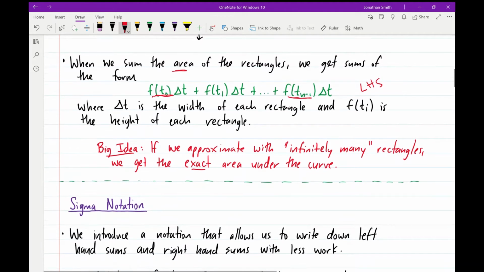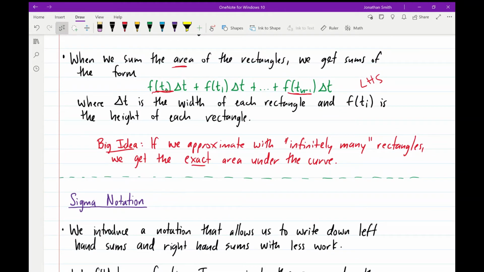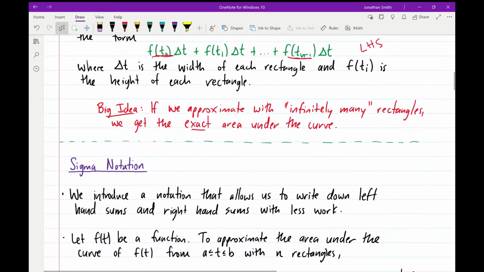And again, the big idea from last time is that if we approximate with infinitely many rectangles, we can get the exact area under the curve, and today we're going to make that idea a bit more formal.